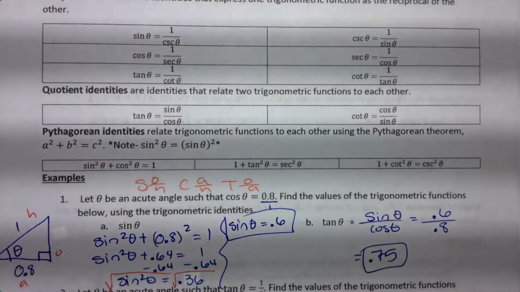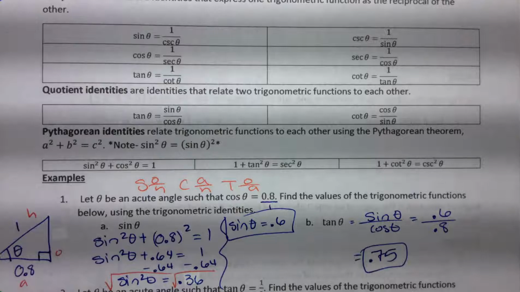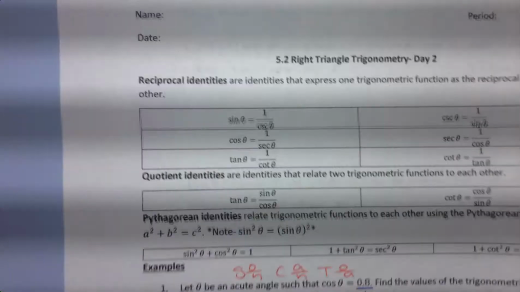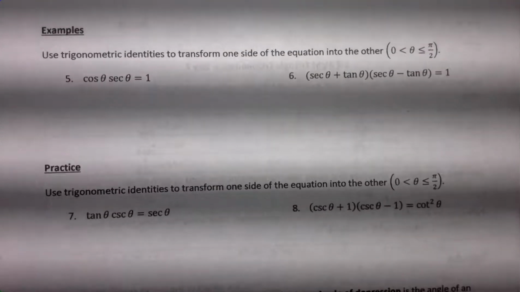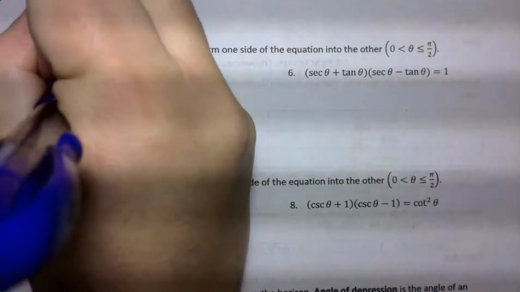When we start working more with verifying trig identities specifically, we'll get into that, but this one's just a little intro to that. So if I go back over here, this one wants me to use the trig identities to transform one side to the other. I'm going to work with my left side, because like I said earlier, this one has more pieces to work with. And I always want to turn it into sines and cosines.